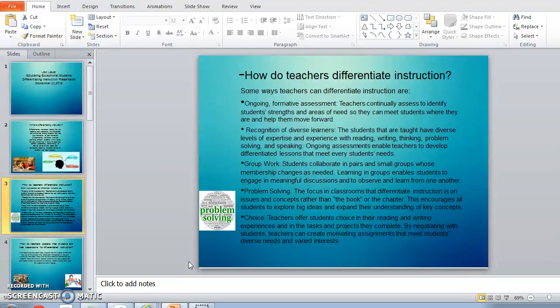Then you have the problem solving, so it encourages students to explore a bigger area and expand their understanding. And also, the teachers would offer students a choice in their reading and writing experiences and in what they do and complete. So you're negotiating with the students, and teachers can have a better class to work with, and they can be more encouraging and motivating, so students would be more interested, and they have more of a say in what they prefer to do.